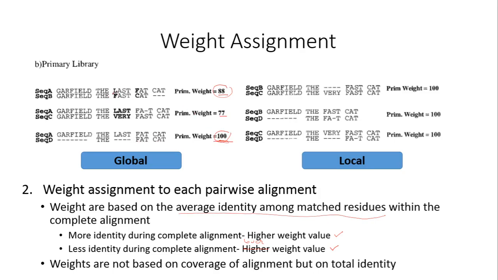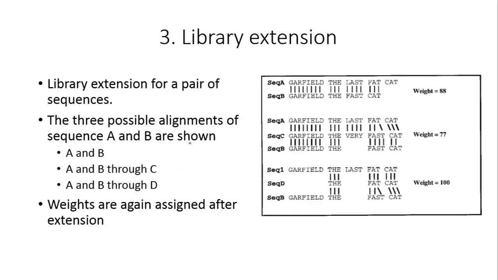Here the identities are lower, only half of the sequence has got higher identity, half has been left as it is. On the other hand, the entire second sequence has been aligned, it has maximum identity over here, therefore its weight is higher. In this way you assign the primary weight to these sequences. Okay, what do we call this? Weight assignment.